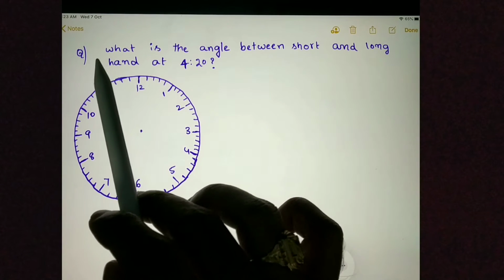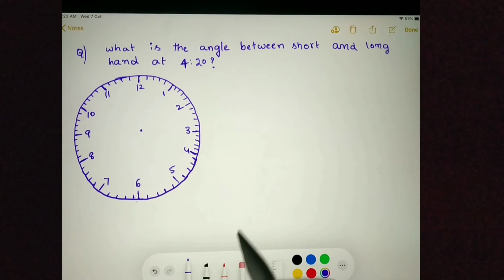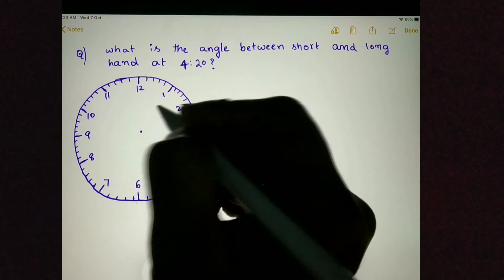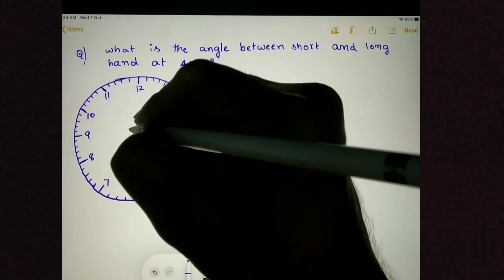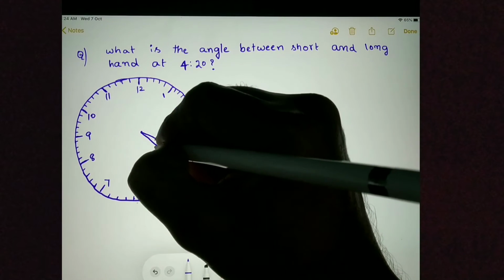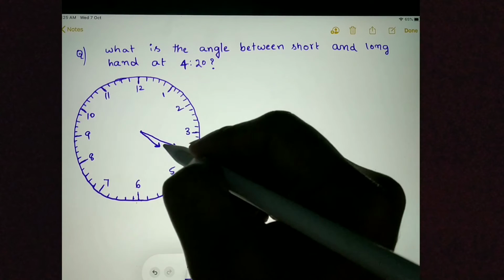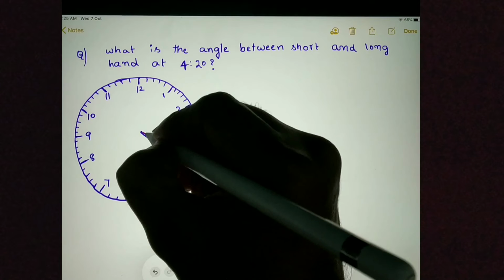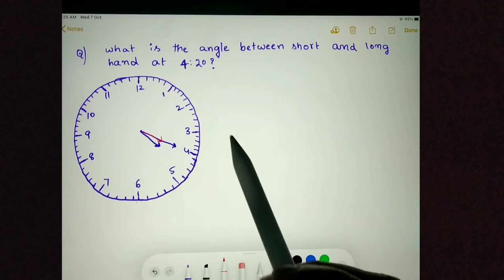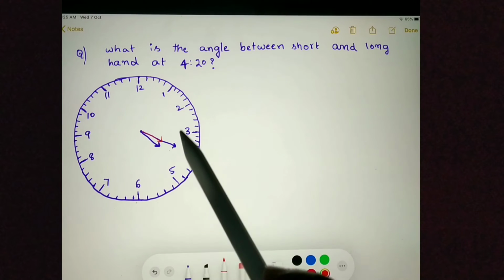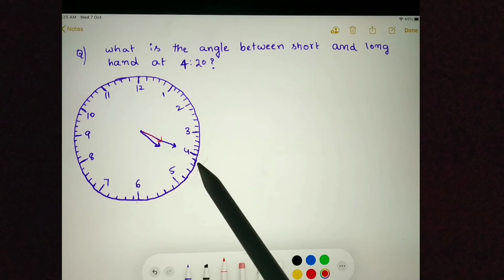Next question is, what is the angle between short and long hand at 4:20? At 4:20 long hand will be exactly at 4. Short hand will be somewhere between 4 and 5. At 4 o'clock long hand will be exactly at 12 and short hand will be exactly at 4. Because long hand moved for 20 minutes, short hand is moved little bit this side.